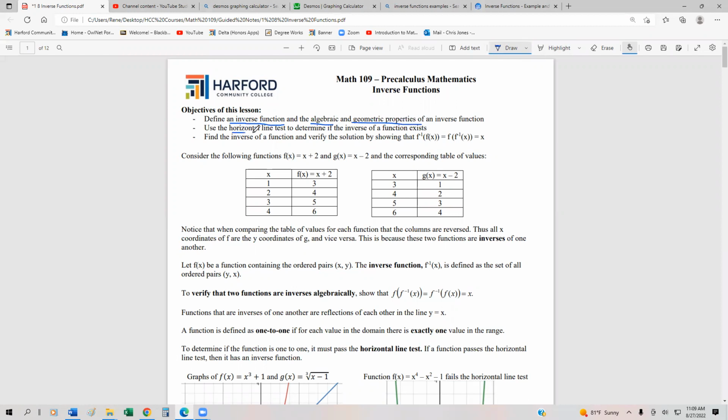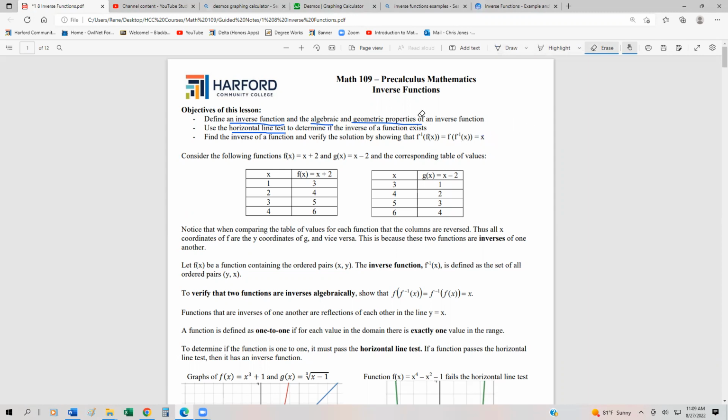We're going to learn about the horizontal line test. And we're going to determine if we can use the horizontal line test to determine if an inverse exists. And finally, we're going to find an inverse function and verify the solution by showing that f minus 1 composed of f of x is equal to f composed of f minus 1, which both should be equal to x.